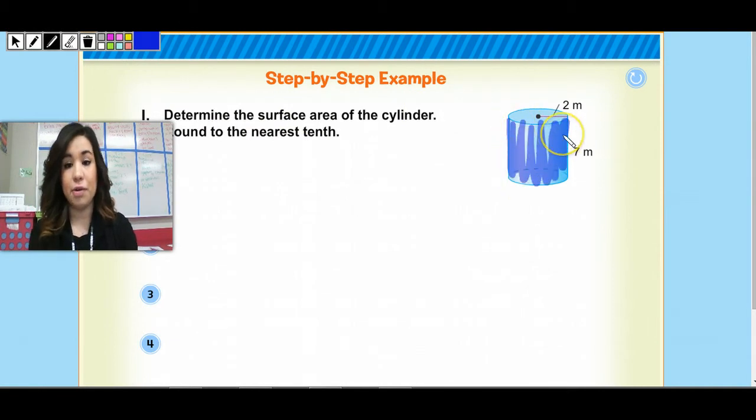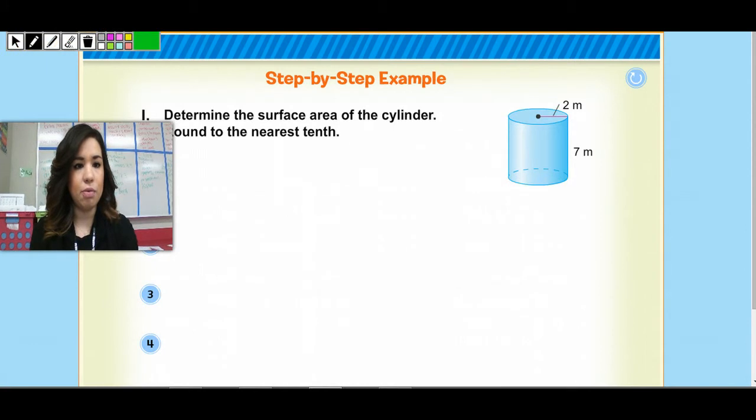This is called the lateral area. So that rectangle that goes around it, that's how we find the area of that. And then there's the total surface area, which includes the bases, which in this case is the top and the bottom, the two circles. So there's two different formulas. Let's go ahead and write it down.